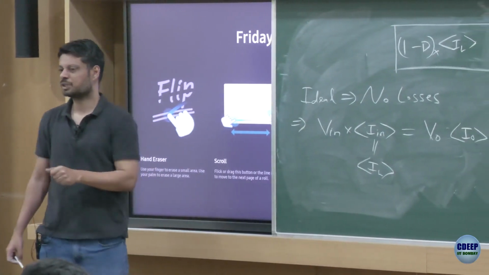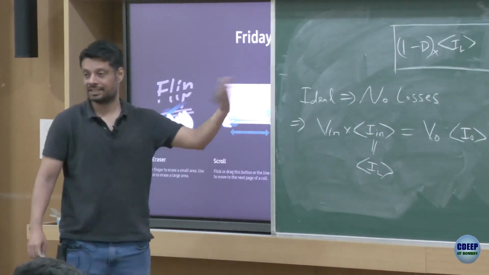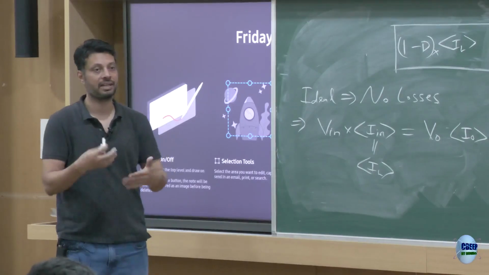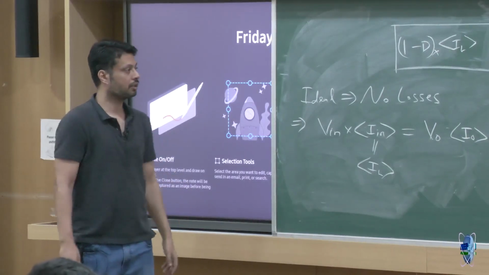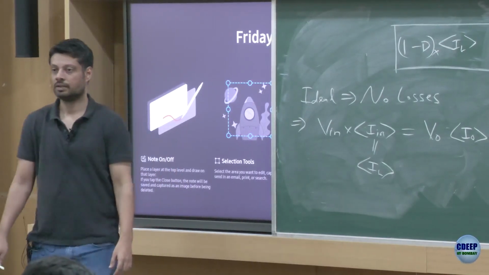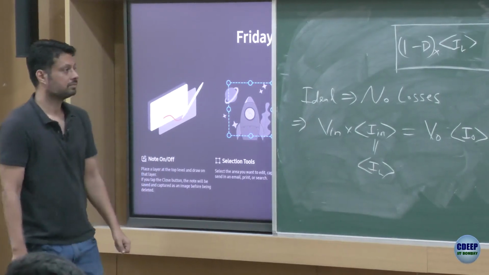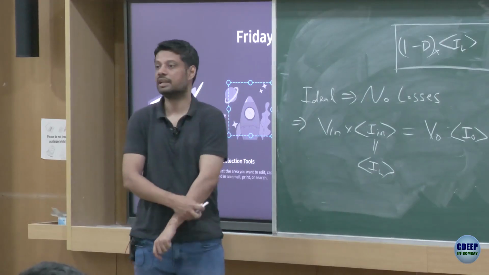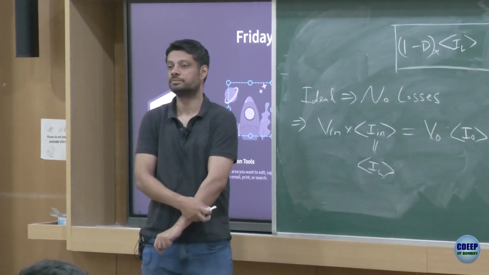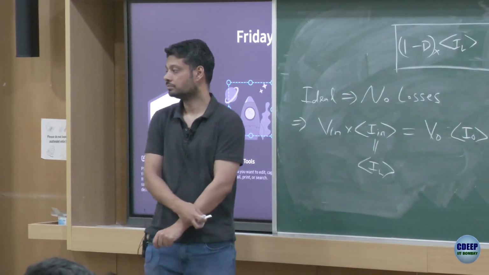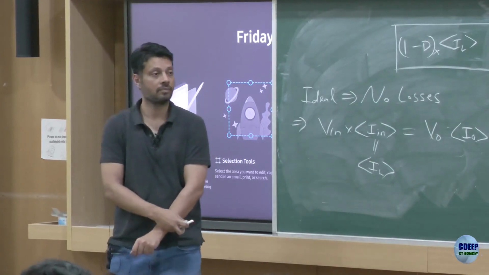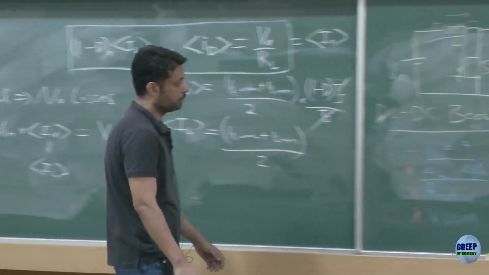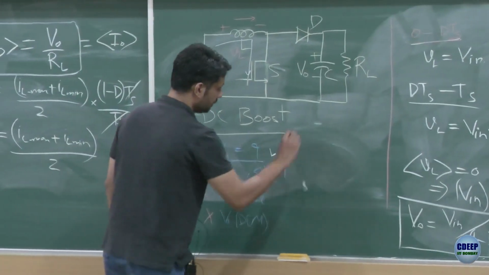There was an assignment question previously, right, where you could have either done it directly by equating input average power and output average power, or you could have done it this way, drawing the waveforms. Any doubts so far? Any questions? Okay, so the first part is done.